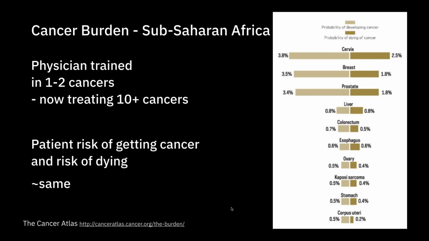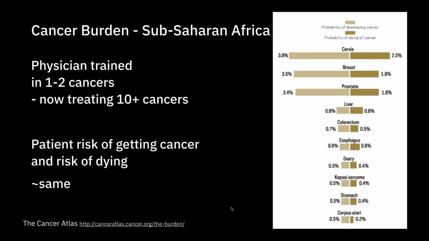So, for example, in sub-Saharan Africa, the cancer burden is very high. There's a lot of disease there right now. The physicians are typically trained in 1 to 2 cancers, which is typical around the world. However, because there aren't enough of them, they're treating 10 or more cancers. And not all of those are ones that they're familiar with, or even similar to other cancers they may know. In addition, the patient's risk of getting cancer and dying of cancer are about the same because of a lack of access to systems, treatments, and other issues.